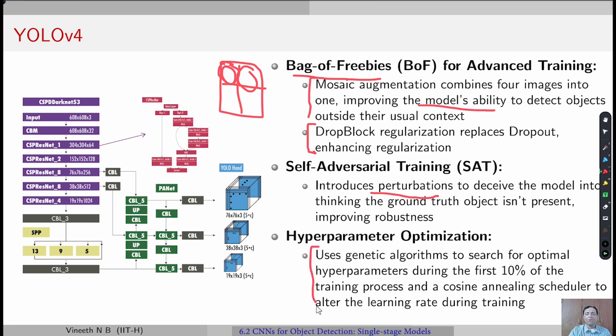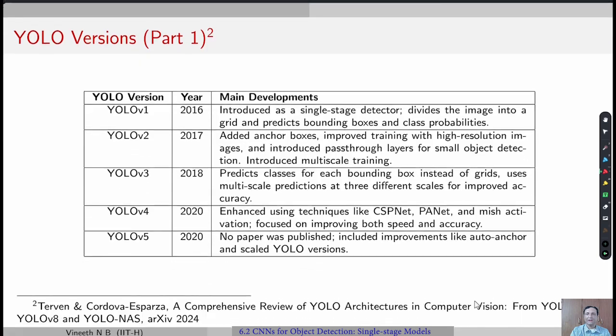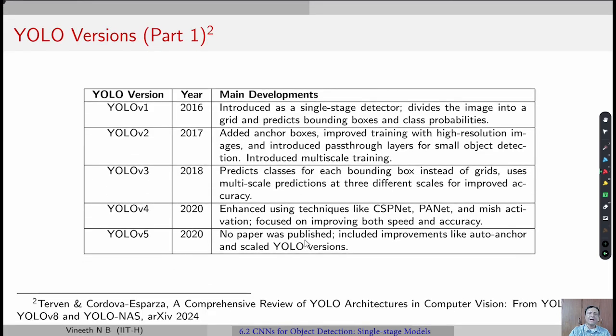Finally, for the hyperparameter optimization, they used genetic algorithms, which is a family of algorithms to automatically learn such hyperparameters. This was done during the first 10% of the training process, after which an annealing schedule was used to alter the learning rate. Please don't worry if you have not understood every part of this YOLO architecture. In fact, if we had to build on it, we'll see that the initial versions of YOLO, which we have covered, were subsequently further extended to YOLO v5 in 2020, which include auto anchor and scaled YOLO versions.